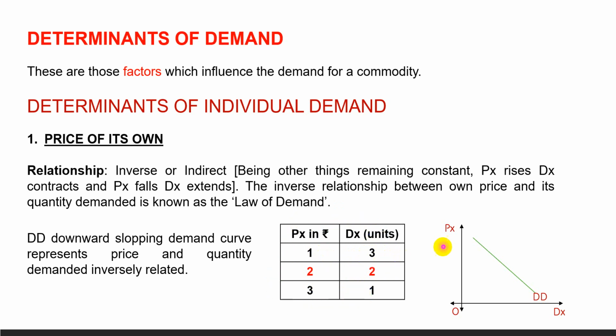If we plot all these points on graph paper, we'll get a downward sloping demand curve. This downward sloping demand curve represents that price and quantity demanded are inversely related. Suppose this is the original price. When price decreases, the quantity demanded increases and we move downward along the curve. This is called downward movement along a demand curve, or extension in demand. And when the price increases, there is a decrease in quantity demanded, or contraction in demand. This is called upward movement along a demand curve.